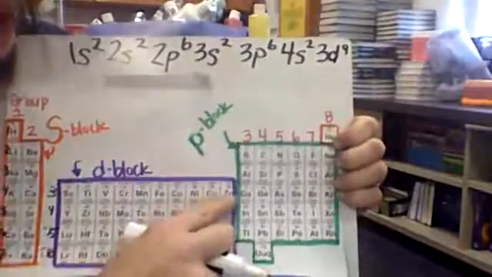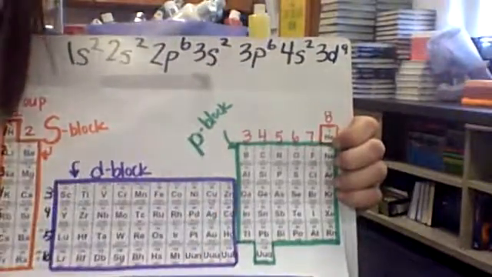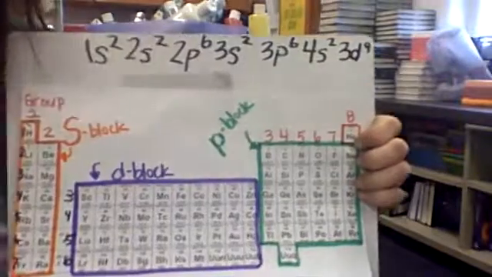3d9. If you head over to P block again on another element, you go back to 4. All right, good luck today.